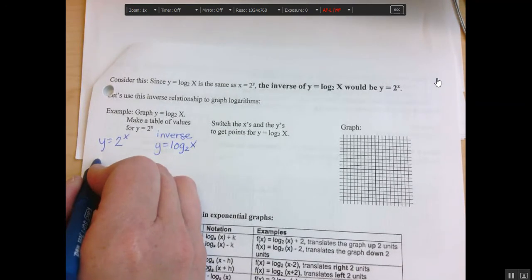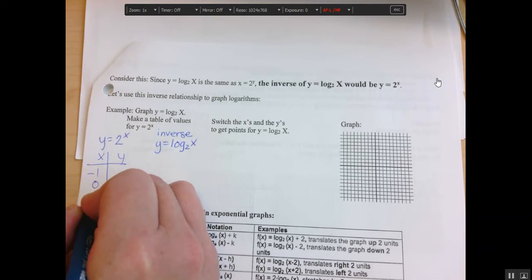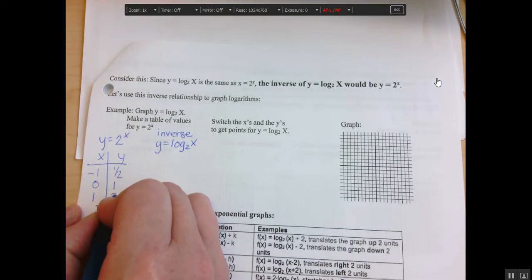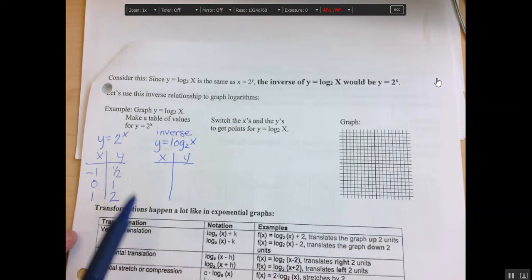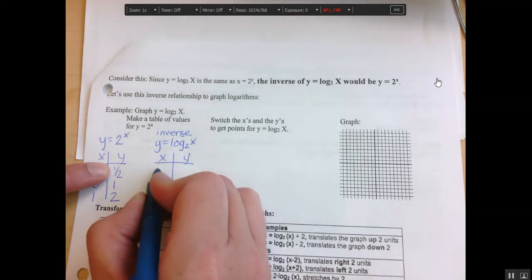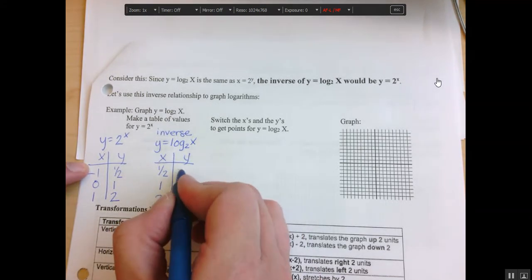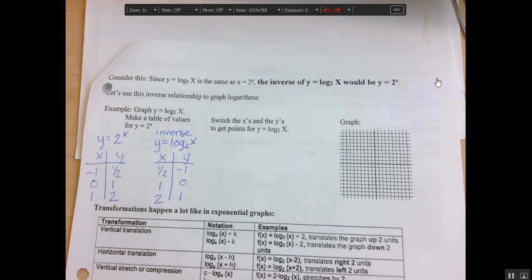All right, so y equals 2 to the x. Our points were negative 1, 0, 1, which gave us 1/2, 1, and 2. For the inverse, you switch the x and the y. So now the x's are 1/2, 1, and 2. And the y's are negative 1, 0, and 1. You also switch x and y for your asymptote. So if your asymptote used to be y equals 0, now it's what? x equals 0. Good.